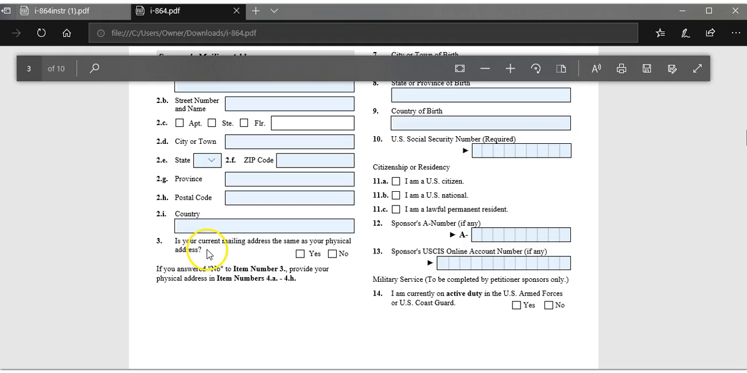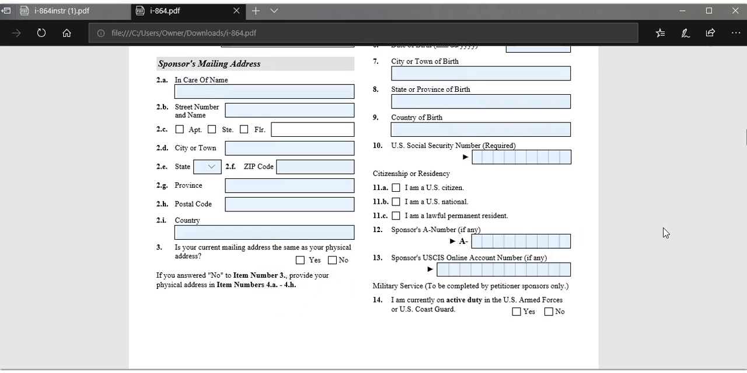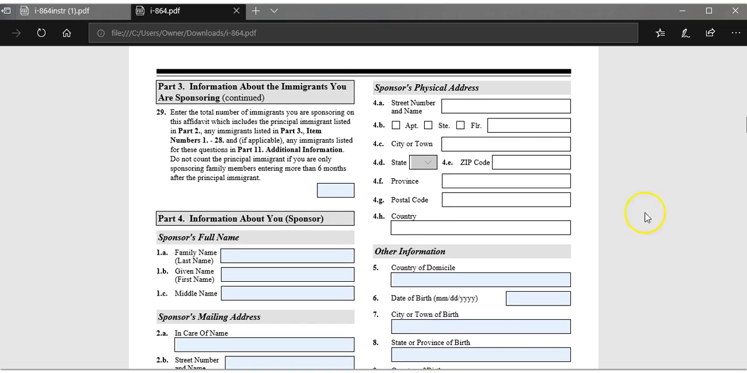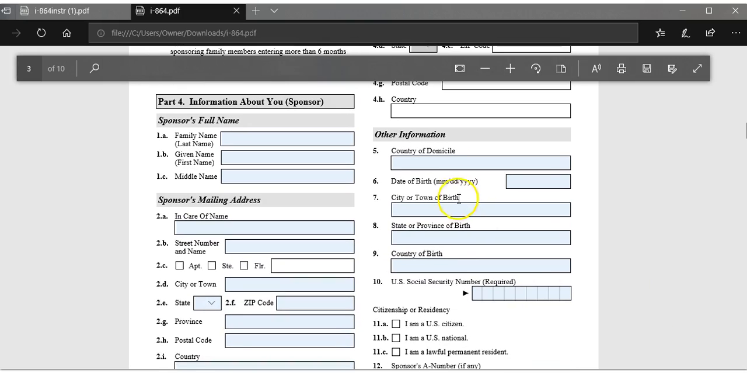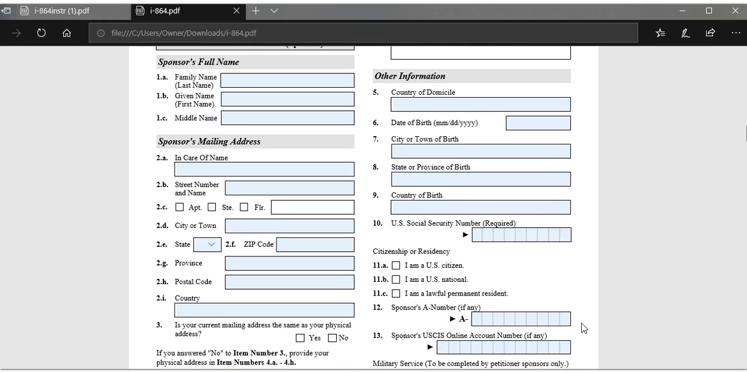And then here, is your current mailing address the same as your physical address? Yes or no? If you answer no to item number 3, provide your physical address in item number 4A through 4H. Okay, so let's go over here. And here it is, sponsor physical address, other information, country of domicile, birthday, city or town of birth, state or province of birth, country of birth, U.S. Social Security number required. You have to write it down. You must write it down.